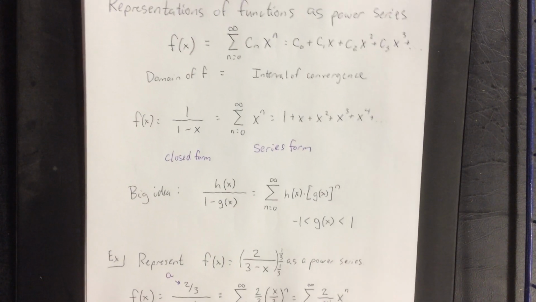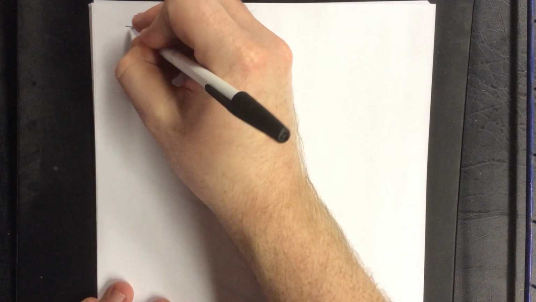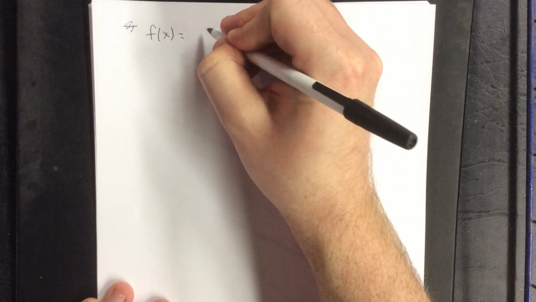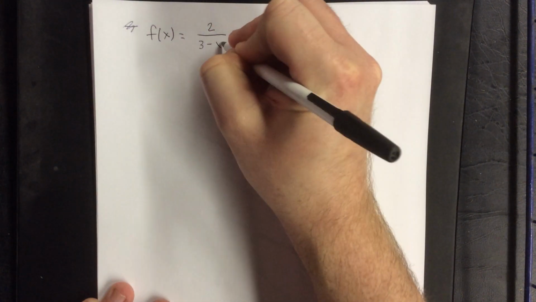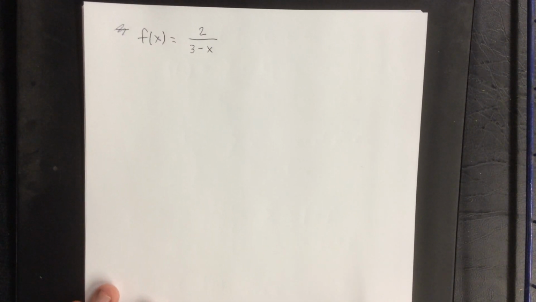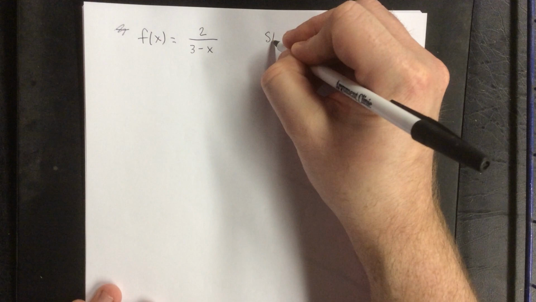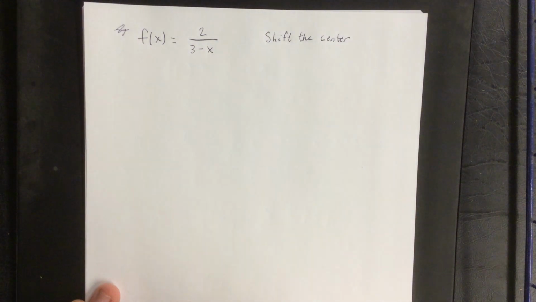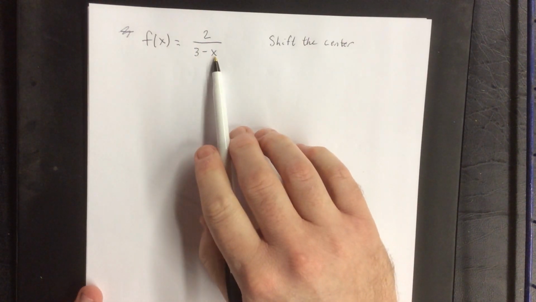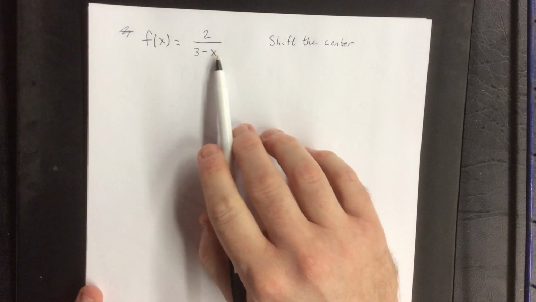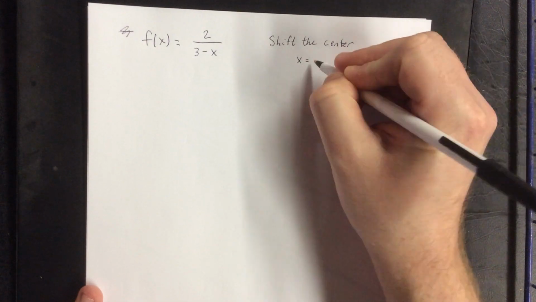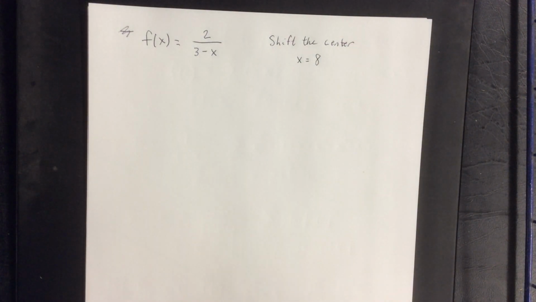Now, let's say that I had opted to do this one in a slightly different way. Let's try this one more time. F of x is equal to 2 over 3 minus x. What I'm going to do is talk about how to shift the center. Now, quite obviously, the center cannot be equal to 3, because again, we are going to have a domain issue there. For shifting the center, I'm going to shift the center to a completely arbitrary value. Let's go x equals 8.